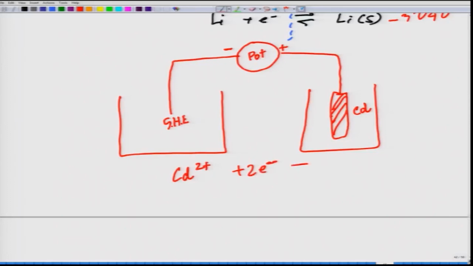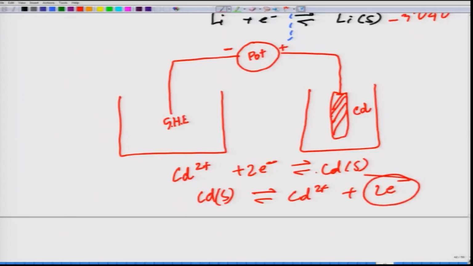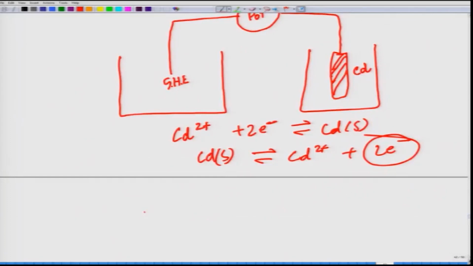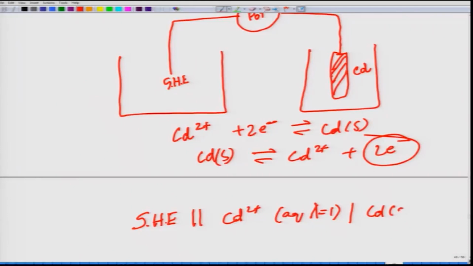Cd2 plus 2 electron making cadmium, or in this situation it is basically cadmium, Cd2 plus 2 electron, where it is giving away these 2 electrons. Okay. So, this is a situation. Now, what we are observing is, you have on one side the cell like this: standard hydrogen electrode SHE, Cd2 plus in aqueous with activity equal to 1, and Cd solid.